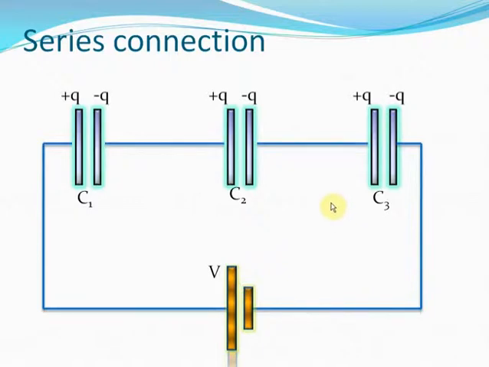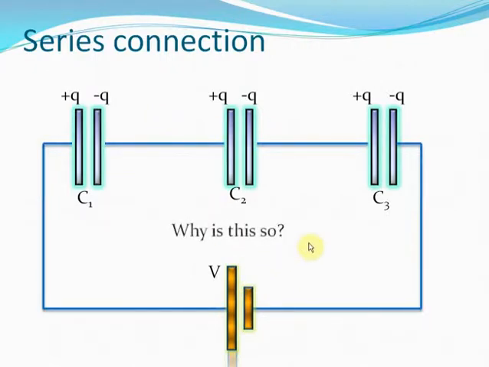Now one fascinating fact about a series connection is that the charge on each capacitor in a series connection is the same. So capacitor C1 will also have a charge plus Q and minus Q on its plates, capacitor C2 will also have a charge plus Q and minus Q on its plates, and capacitor C3 will also have the same charge on its plates. Now this is a fact you must remember, but then why does this happen?